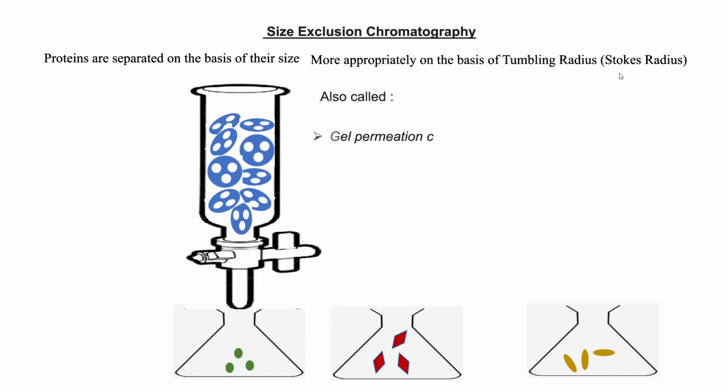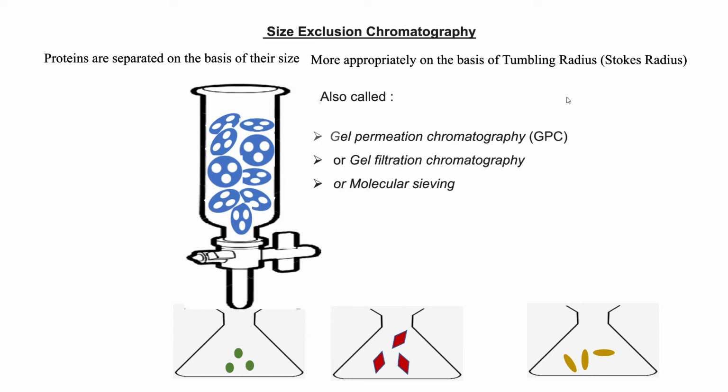This technique is also called gel permeation chromatography, gel filtration chromatography, or molecular sieving. So these three names are given to the same technique of chromatography. So don't get confused. So remember, size exclusion chromatography, gel permeation chromatography, gel filtration chromatography, and molecular sieving. These are the names given to the same technique of chromatography, which separates the proteins purely on the basis of tumbling radius or Stokes radius, right? So that was size exclusion chromatography.